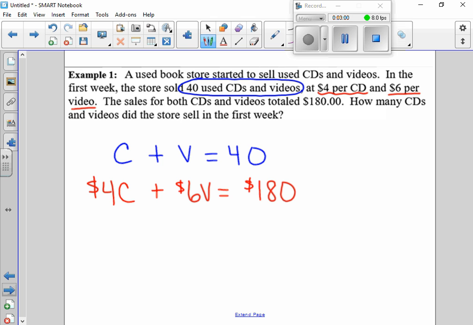Now, realistically, I do not need the dollar signs, so I could go ahead and get rid of those. But the main thing is that I know that the red equation, that bottom equation, is about money. So that's how those numbers came to be. And like I said, I could remove the dollar signs, and now you just have a typical system of equations. So it's your choice which method you choose to use.